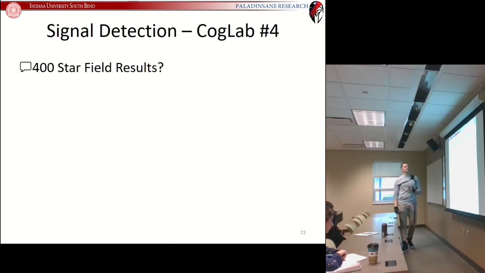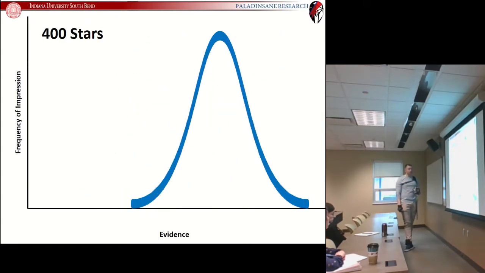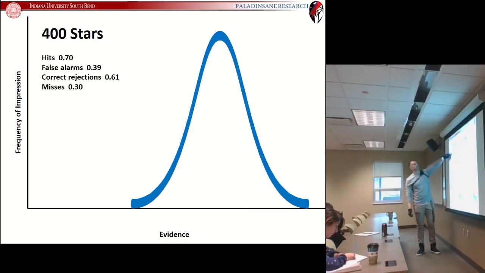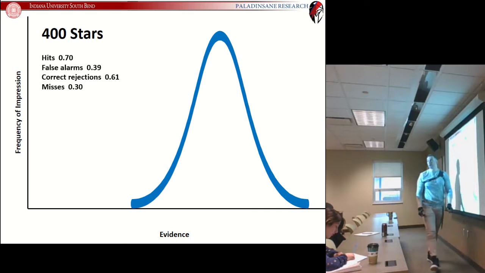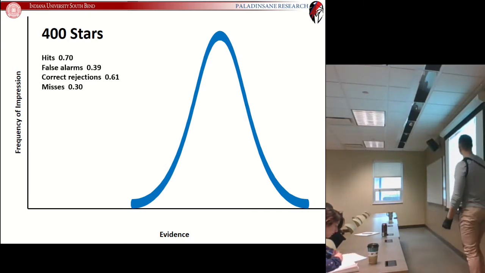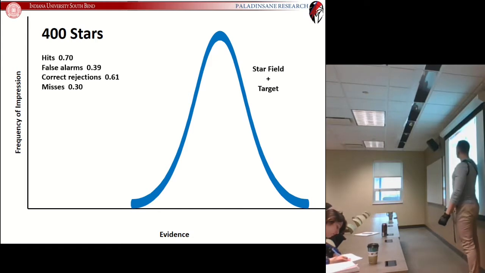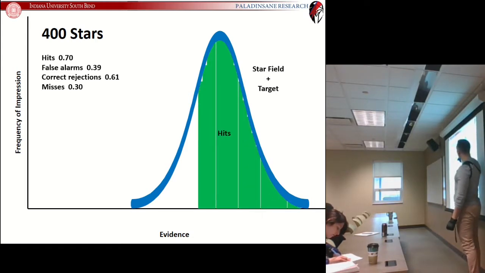What happened to the 400 star field result? So we got 400 stars. These are the results for the 400 stars. We do exactly the same type of analysis. We got 70% hits, we got 30% misses. Notice the hits went down and the misses went up. So this is the star field plus the target. This is the noise plus signal distribution. And we need to have 70% of this be hits. We need to have 30% of it be misses.